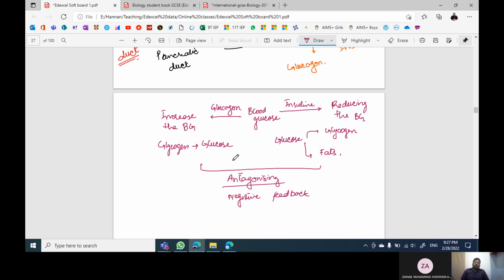For example, if there is some sort of a lack of energy, the glucagon would release and it would convert the glycogen into glucose. But if you have an extra amount of glucose, you would certainly start reducing it. So if you are reducing the amount of glucose, it would be a negative feedback. You would use insulin to reduce the amount. If there is too much reduction in the amount of glucose, you would release the glucagon to increase the amount. So both certainly antagonize each other according to negative feedback.